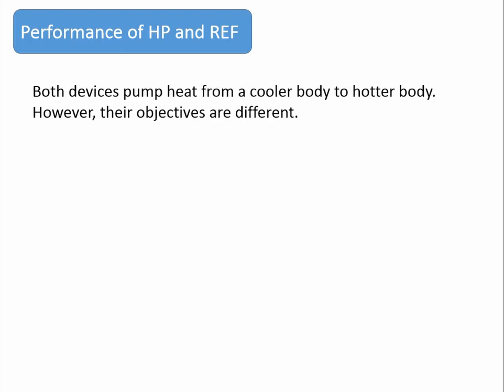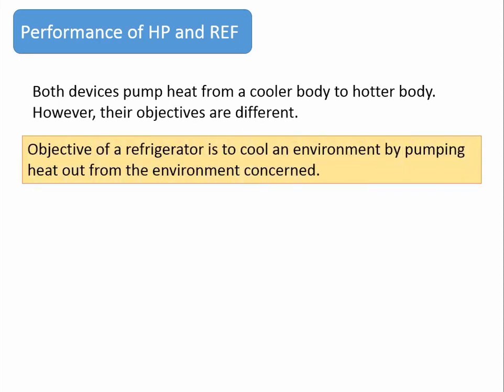Fundamentally, both devices pump heat from a cooler body to a hotter body. However, their objectives are different. If you look at a refrigerator, the objective of a refrigerator is to cool an environment by pumping heat out from the environment concerned. For example, if you take your domestic refrigerator, the objective of the refrigerator is to keep your refrigerated compartment at a low temperature.